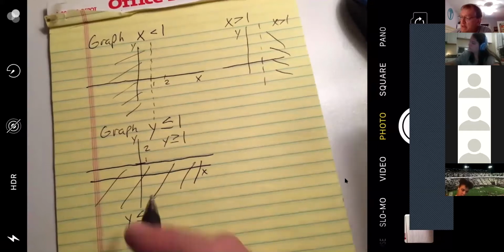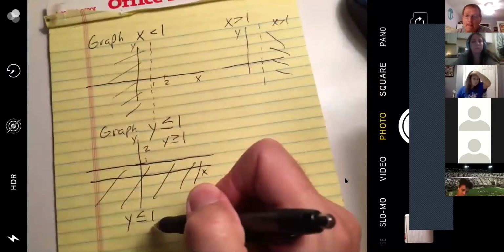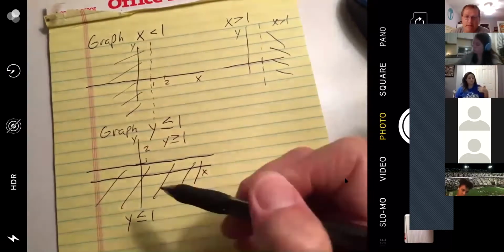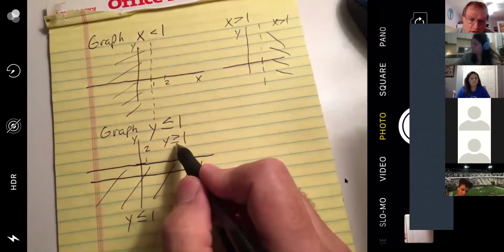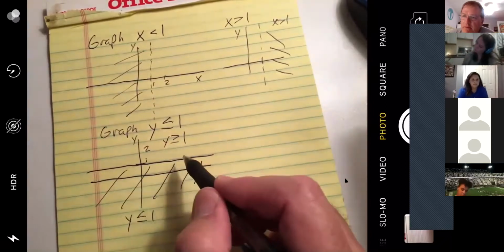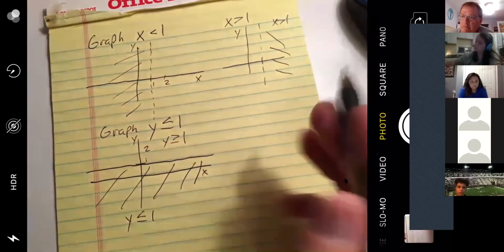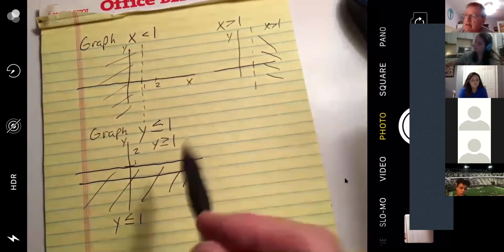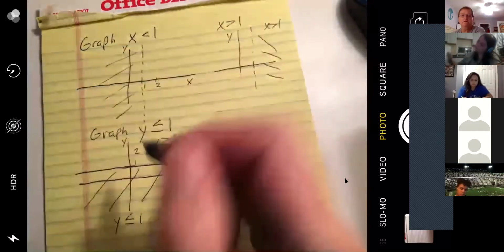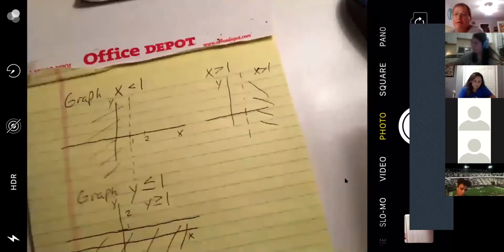So on y's, greater than is above the horizontal line, less than is below. Everybody get it? It'd be the same thing if we took off the or equal. You dash the horizontal line. Everybody get that? Okay, so maybe I can go back to the original problem now. And all you have to do is put this together.